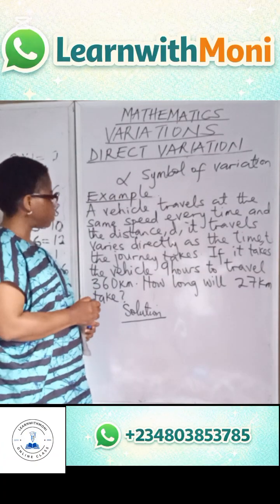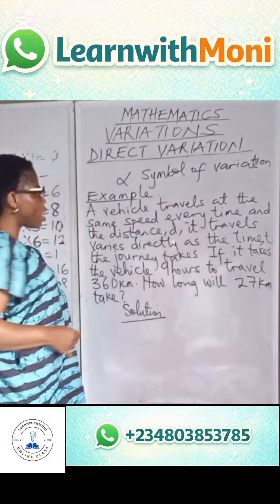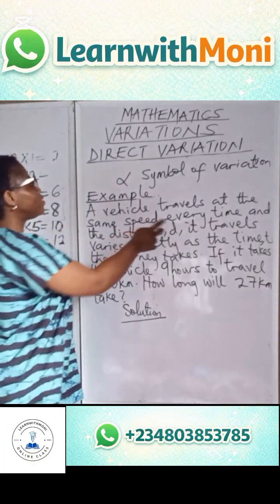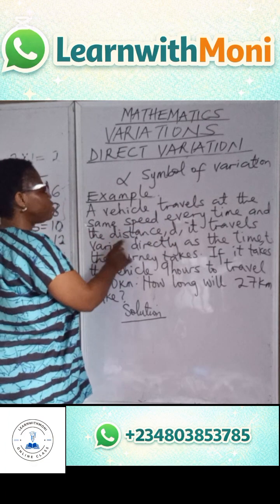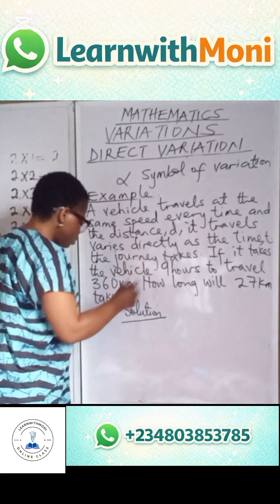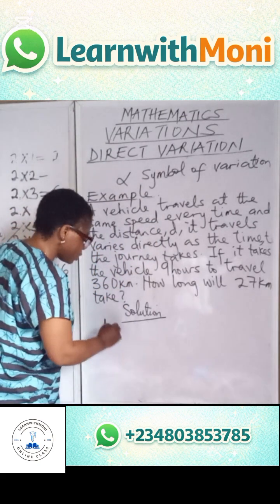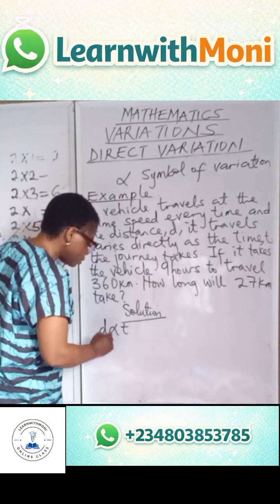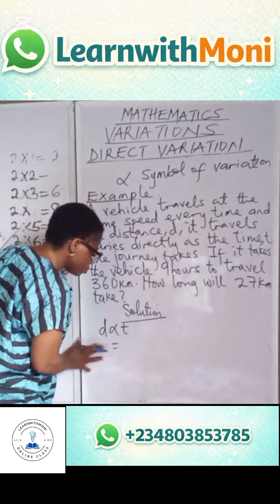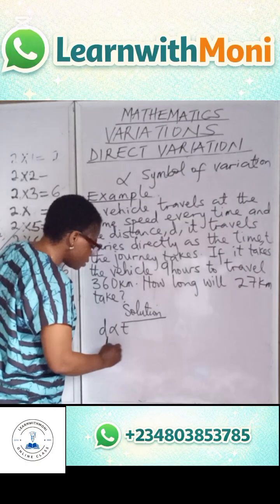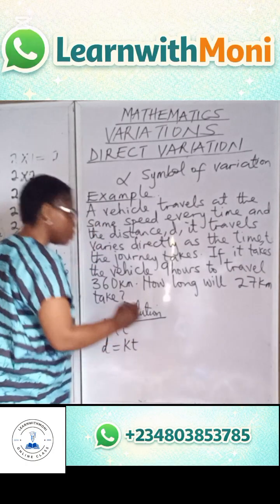Let us look at this. A vehicle travels at the same speed every time, and the distance d it travels varies directly as the time t the journey takes. Let's note that. D varies directly as t. This means that d is equals to kt.